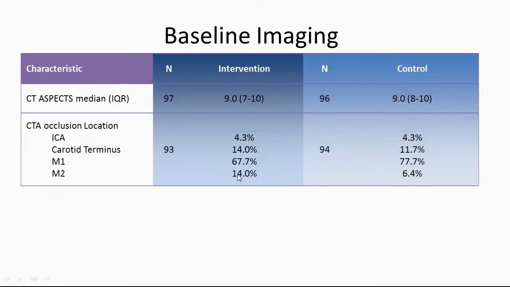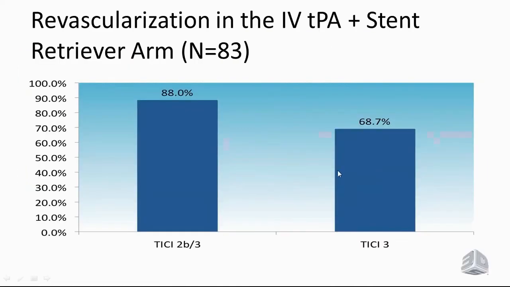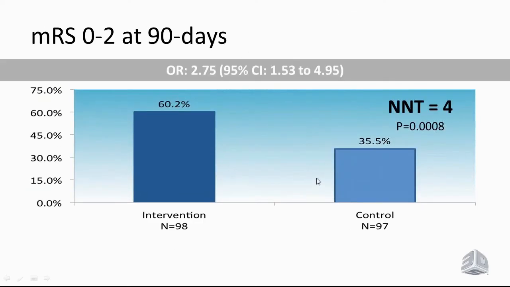Again, this just shows where the occlusions were. The vast majority of these are M1 or M2, and most of these are cardioembolic occlusions. Look at this, the recanalization rate, 2B3A with the stent triever arm, just under 90%, and almost 70% of those completely revascularized. An odds ratio of just under 3, one of the better ones of any of the trials. And again, 60% of the patients were Rankin 0 to 2 at 90 days. That's pretty doggone good. And 35%, or just under 36%, for the control group.